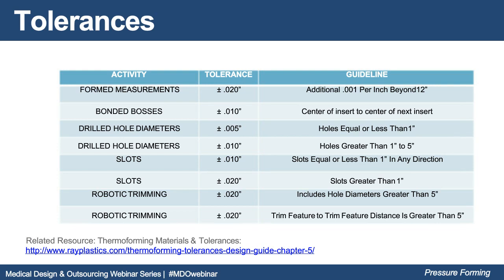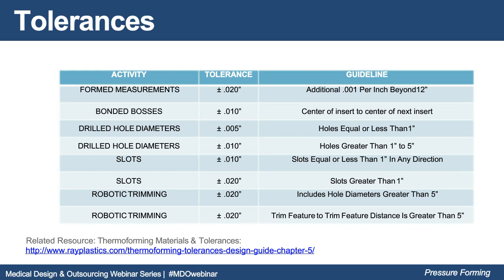For measurements, those are going to be tool-sided surface, plus or minus 20 thousandths, with additional thousandths per inch beyond 12 inches. Bonded in bosses, plus or minus 10 thousandths. That's going to be your center-to-center location for your insert. Your drilled hole diameters, slots, robotic trimming are all going to be somewhere in the realm of 10 thousandths to 20 thousandths. Those slots, robotic trimming can go down.